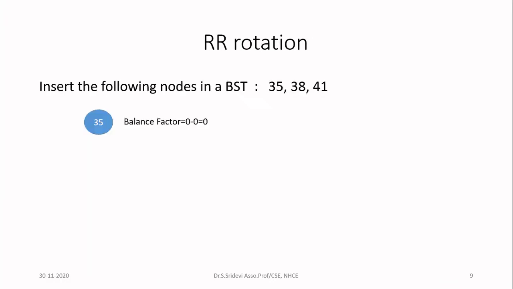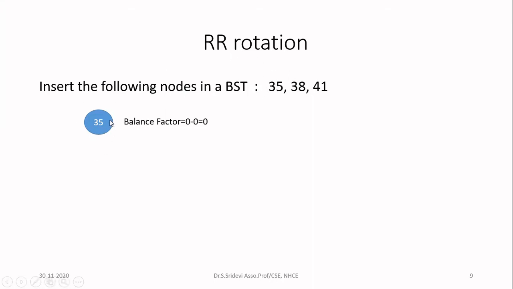First, let us focus on RR rotation. Let us consider that we have 3 elements in the binary search tree: 35, 38, and 41. Whenever you insert any element into the tree, you have to check the balance factor. If it is out of range, then you have to rebalance the tree again.